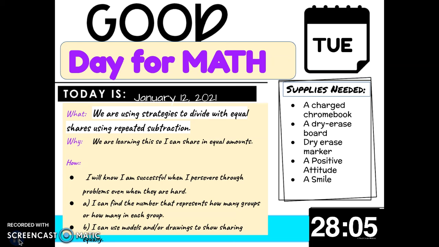Today we are still talking about division and using equal shares with repeated subtraction.